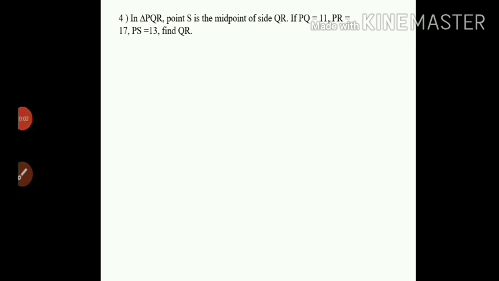Now see question number 4. In triangle PQR, point S is the midpoint of side QR. If PQ is 11, PR is 17, PS is 13, find QR. So first we will draw the diagram. You can see the triangle name is PQR. It is given that S is the midpoint of side QR. From vertex P, a segment is drawn to the midpoint, so PS is the median. You have to find QR. So here we will be using Apollonius theorem.